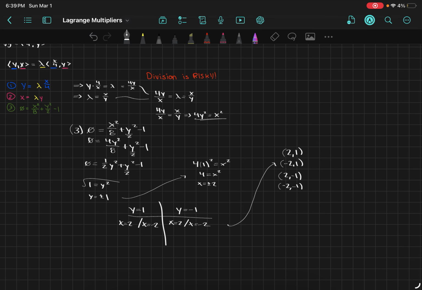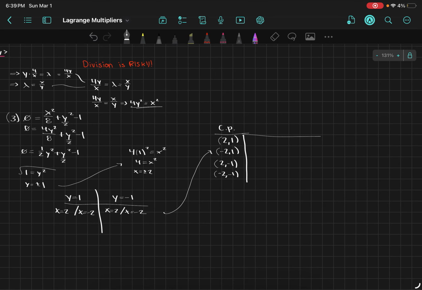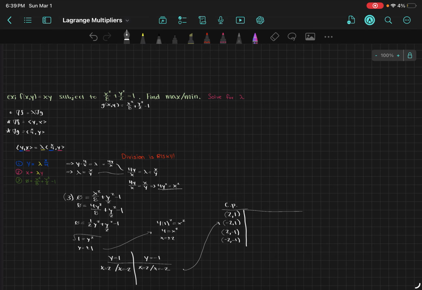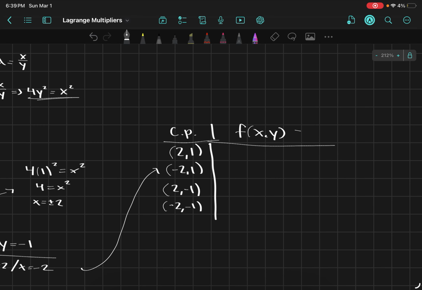Well, how are we going to test what is a maximum and a minimum? We have our critical points here, so we're just going to make a table out of this. You could think about this harder than you have to, but we just know that a maximum is when the value of our function is the greatest it can be, and a minimum is when it's the least it can be within our given critical points. So we're going to test our original function with these critical points. Our original function is xy.